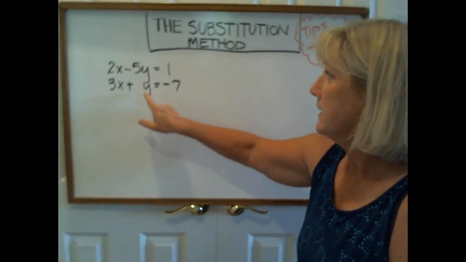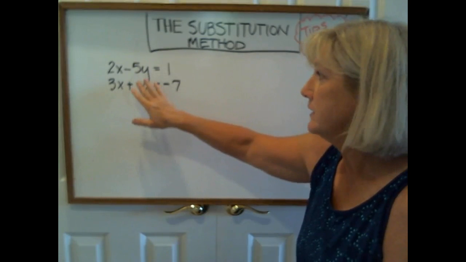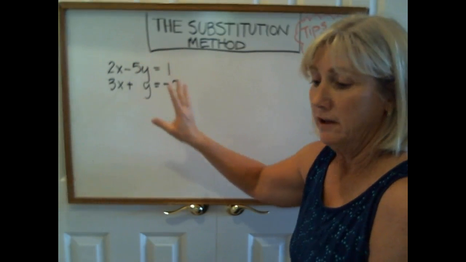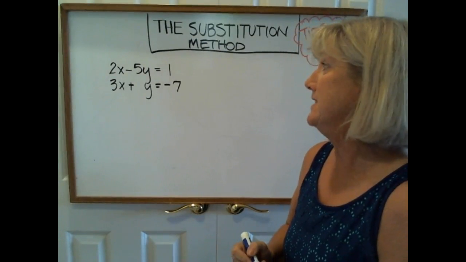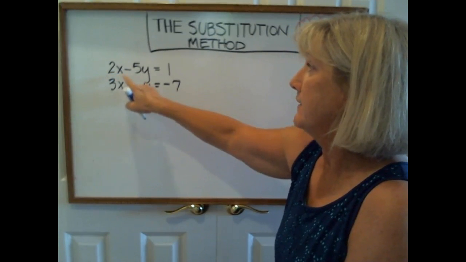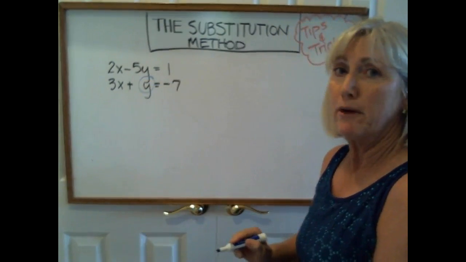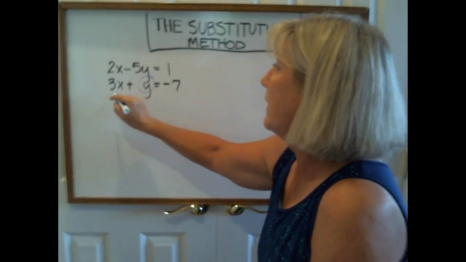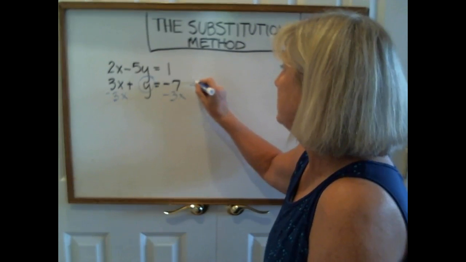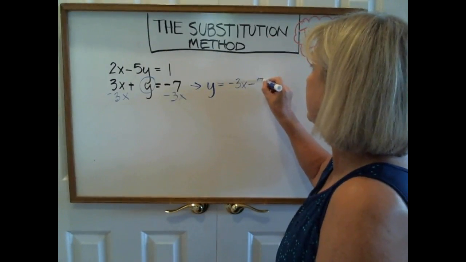One of the things I look for is a variable that only has an invisible one or no coefficient in front of it. So if you are solving for that variable, you won't get a fraction when you're trying to put something back into the equation. As I look there, I would get halves if I solve for this x. I'd get fifths if I solved for this y. So I'm going to solve for that variable right there, the y. If I'm going to solve for y, I would subtract 3x from both sides. So I would turn this into y equals negative 3x minus 7.